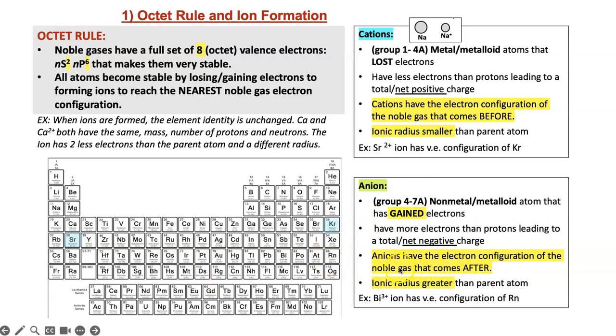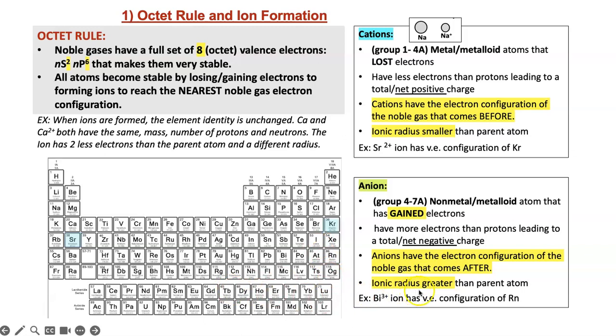They have the same electron configuration as the noble gas that comes after them in the same period. So because they are located towards the right side of the periodic table, they're closer to the noble gas that comes after them than the noble gas before. So it's easier for them to gain a few electrons and get there.